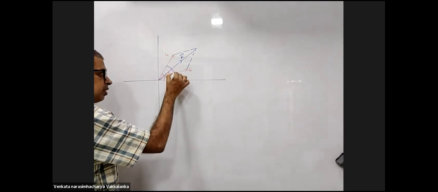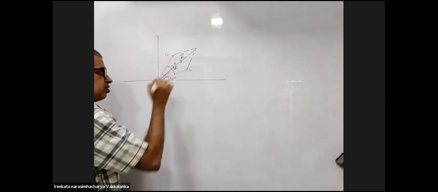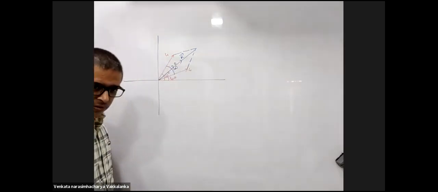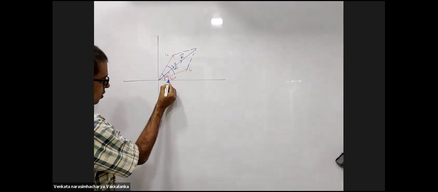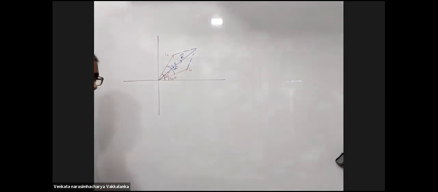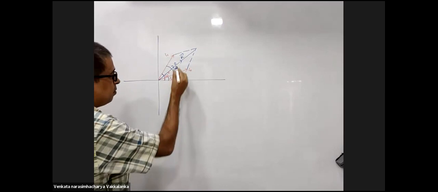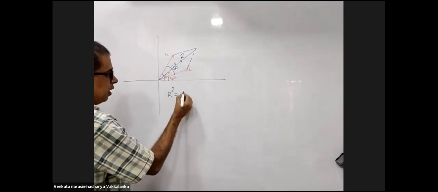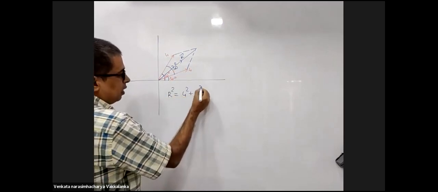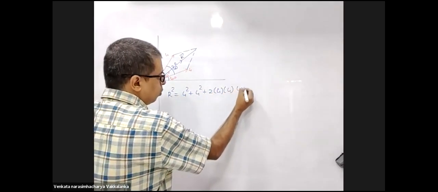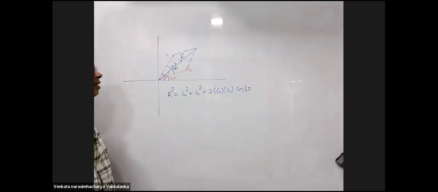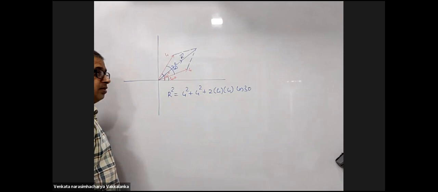What is the angle between the two vectors? Can I claim it's 30 degrees? Yes. Angle between the two vectors will be 60 minus 30. This complete angle is 60. This is 30. So it will be 30. I took convenient numbers for myself. R square is 4 square plus 4 square plus 2 into 4 into 4 into cos 30. Great. Yes, sir.